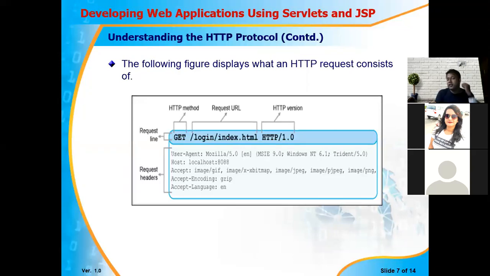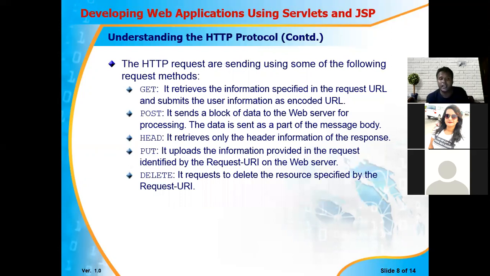Okay, so in this way, when you are giving a request, your response has come. The HTTP request contains a GET. It retrieves the information of the specified URL. Post method sends a block of data to the web server for processing. So you are sending the data, so that data is processed. The data is sent as a part of the message body. When you are using the head method, it retrieves only the header information of the URL.